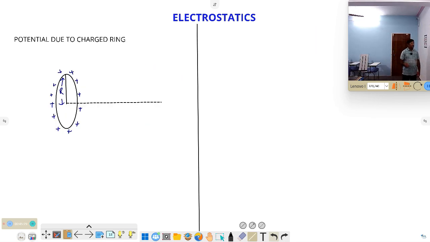Now we'll go to the next application, that is potential due to a charged ring. Consider a ring of radius r. You can see the diagram. Here the charge is given to the ring. The ring has a circumference. Whenever charge is given to the ring, the charges are distributed linearly. That is called linear charge distribution, which is the charge per unit length of the ring. The total length of the circumference of the ring is 2 pi r. So what is the charge on the ring completely? That is q equal to lambda into 2 pi r.